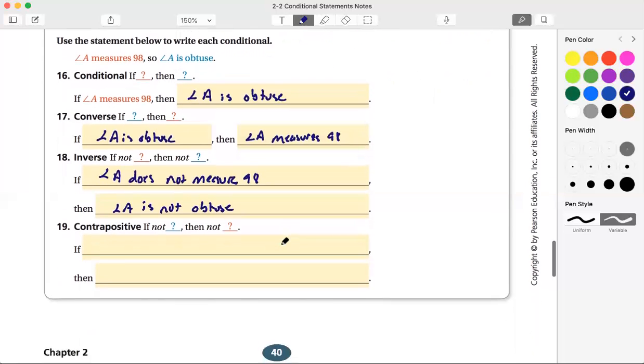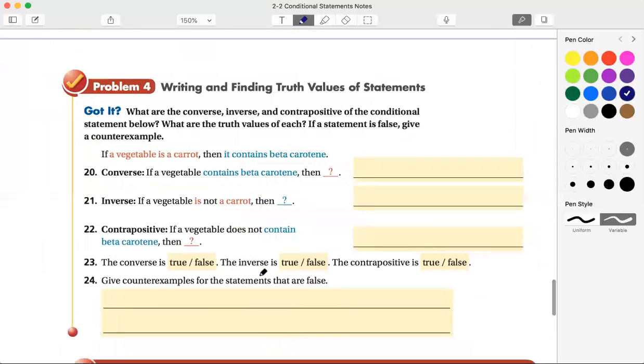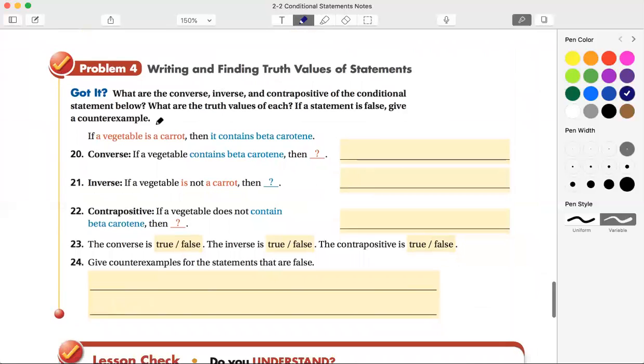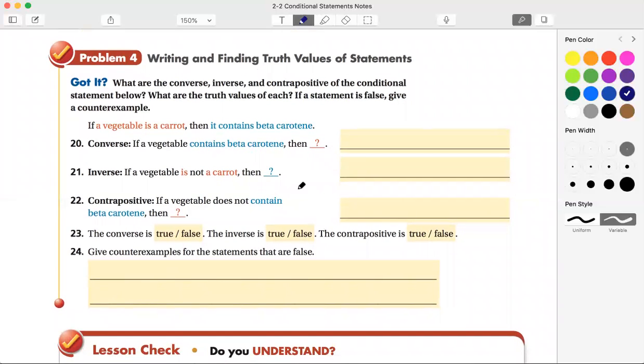The contrapositive, where we do both. So if angle A is not obtuse, then angle A does not measure 98 degrees. All right, so let's try this again. We'll do the same thing. If a vegetable is a carrot, then it contains beta carotene. So what would be the converse? If a vegetable contains beta carotene, then it is a carrot.